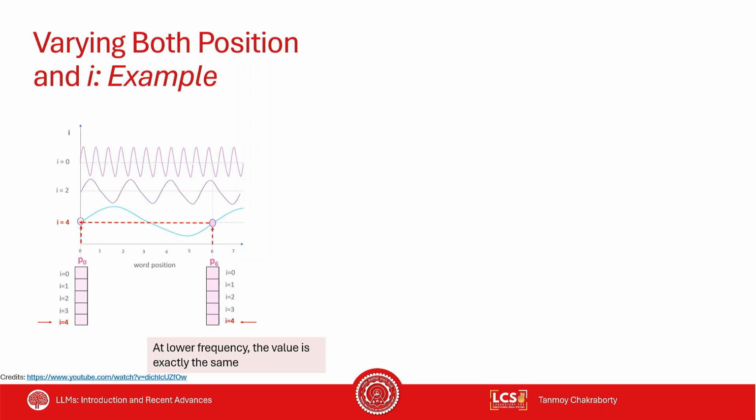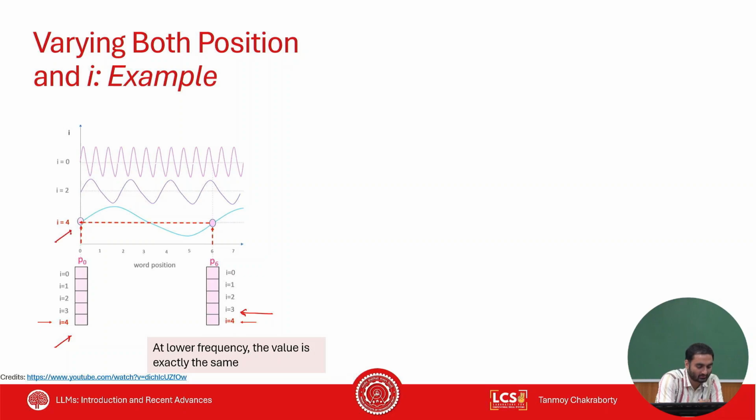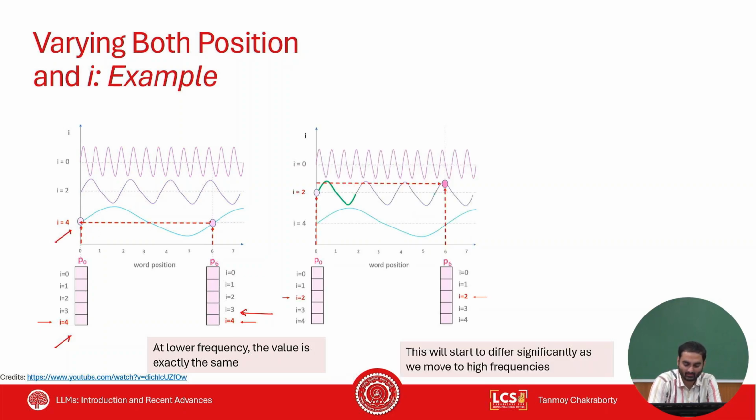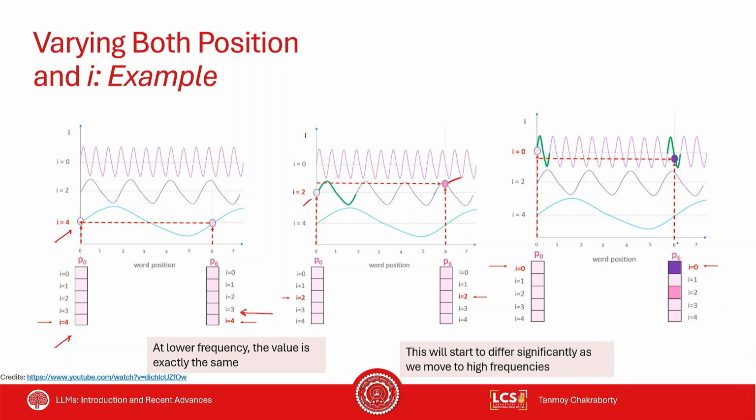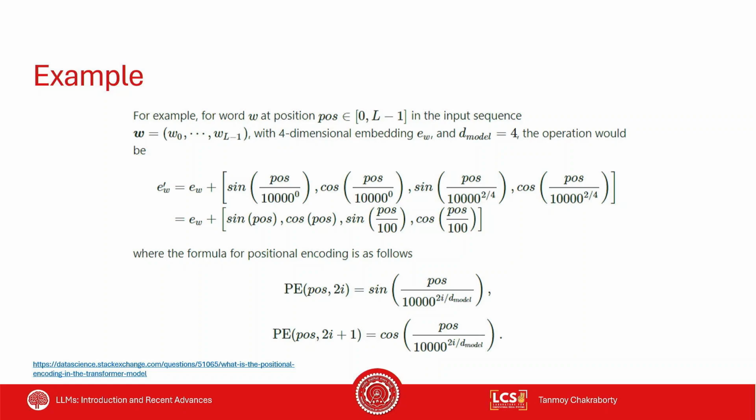So look at here. There are two positional embeddings for 0th and 6th respectively at i equals 4, which is the lower frequency range. They are more or less the same, right? As you move on, i equals 2, you see a difference. As you move on, as i equals 0, you further see the difference, right? So at low frequency, the value is exactly the same. This will start to differ significantly as we move to the high frequency zones.